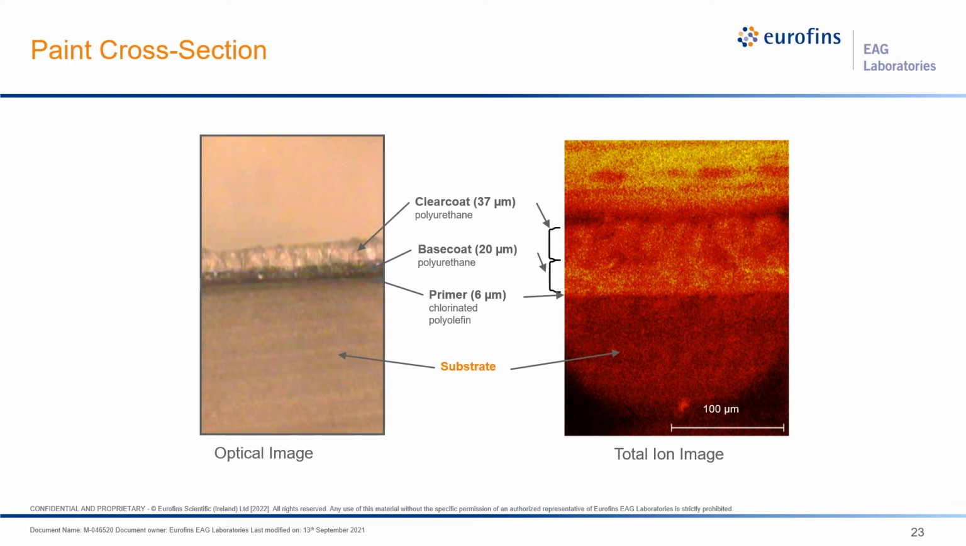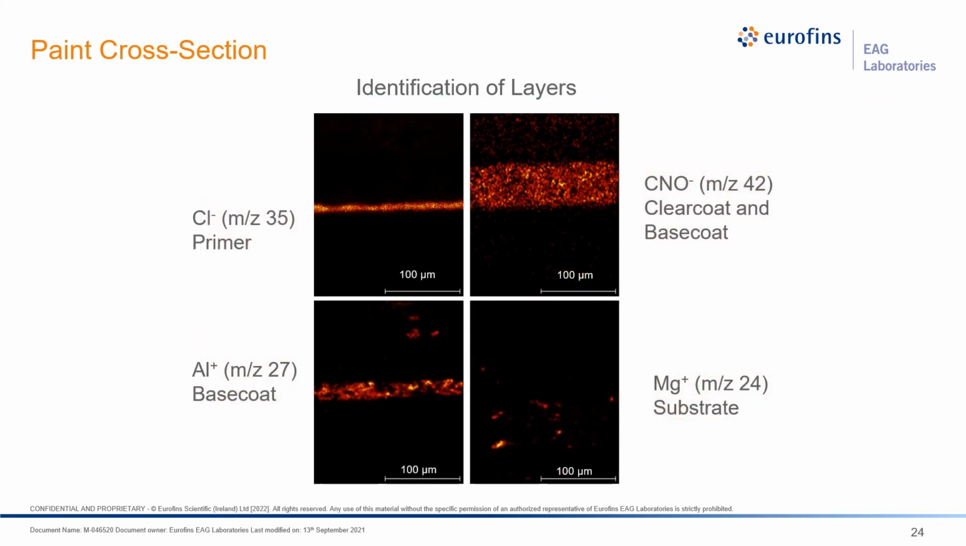When we take some selected mass images of those, we can see there are distinctive layers. The chlorine corresponds to the primer paint. The CNO, generally indicative of nitrogen and oxygen-containing hydrocarbons, is indicative of the clear coat and the base coat, and the aluminum signal is from the base coat, potentially from a pigment in that. Then we have magnesium coming from the substrate, which is probably an additive to the metal. So this is, again, illustrating that we can use TOF-SIMS to look at features on a surface and dig quite deeply into the different layer structures.